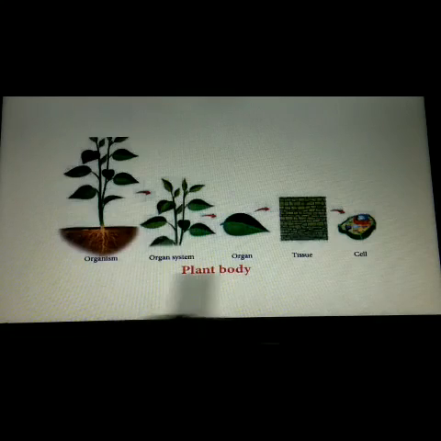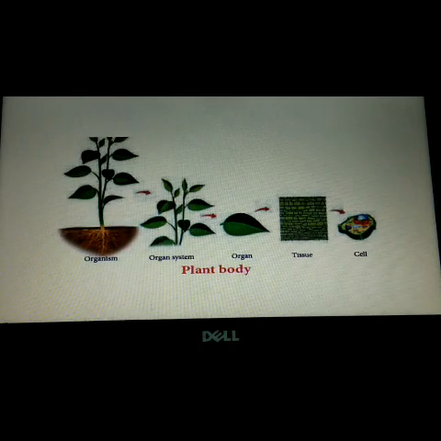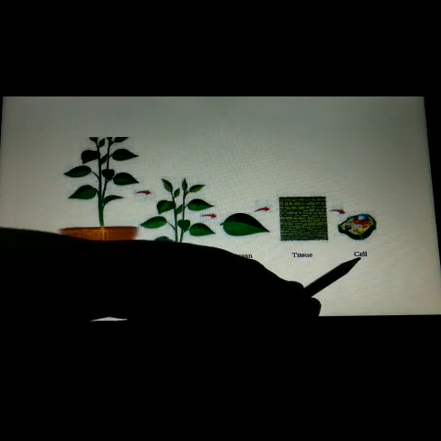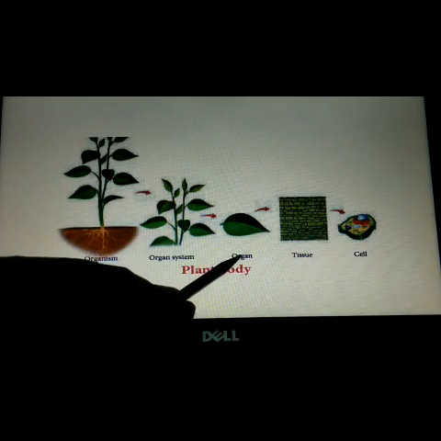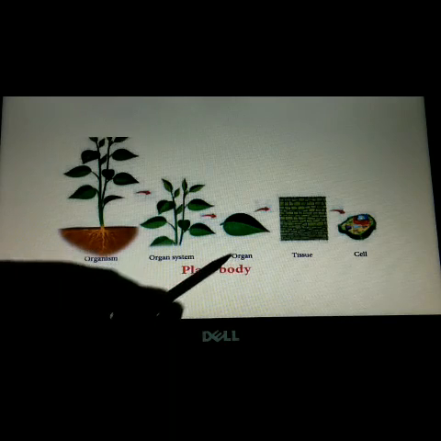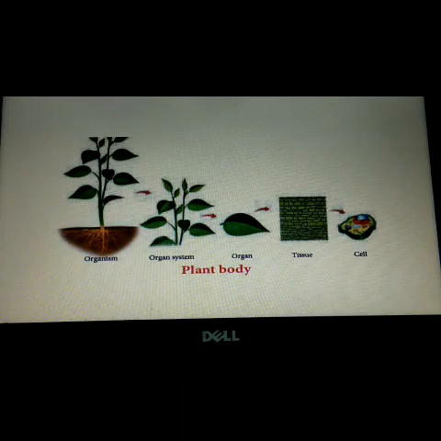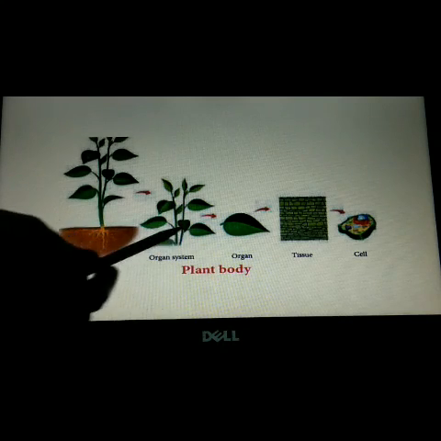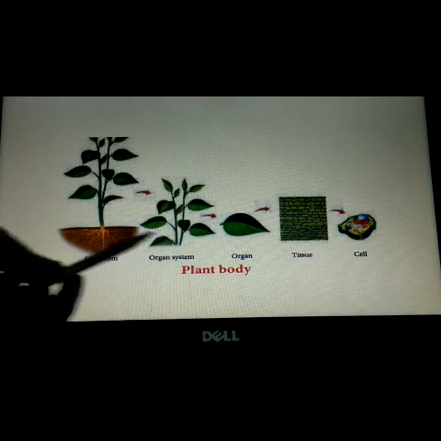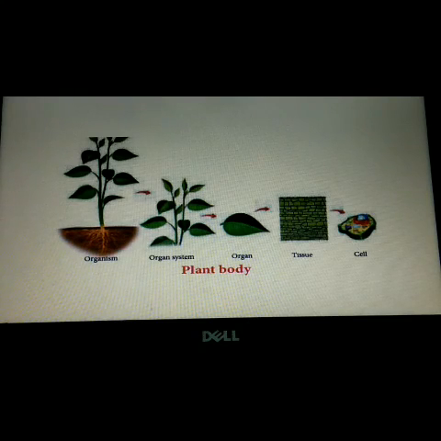And in case of a plant system also, cell to tissue, tissue to organ. In a plant system, the organ can be a leaf or a root or a stem also. So these organs combine together to form the organ system. Finally, we are able to get the plant.